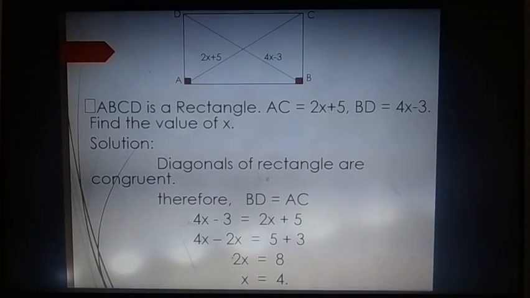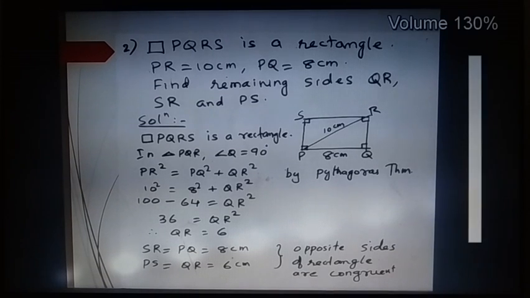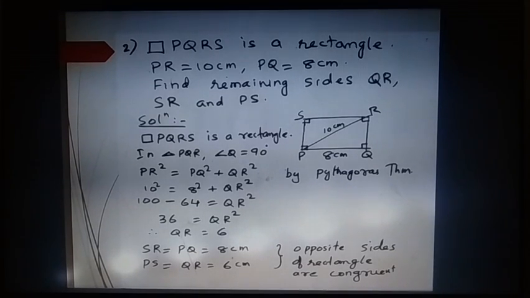Let us come to the next example. Quadrilateral PQRS is a rectangle where diagonal PR is given as 10 cm and one of the sides PQ is given as 8 cm. Find the remaining sides QR, SR and PS.